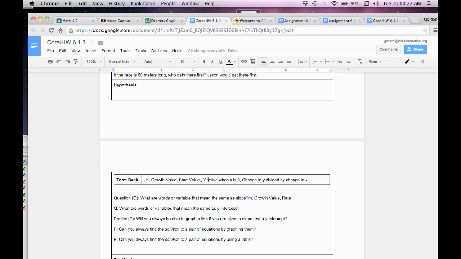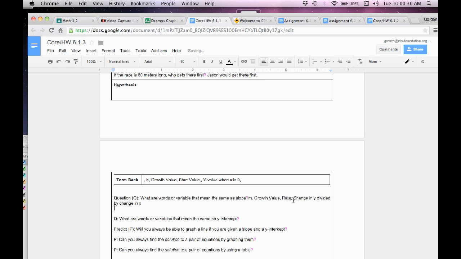It's not start value. It's not the y value when x is 0, but it's the change in y divided by the change in x. That is true too. So all of those things are sort of synonyms for slope.